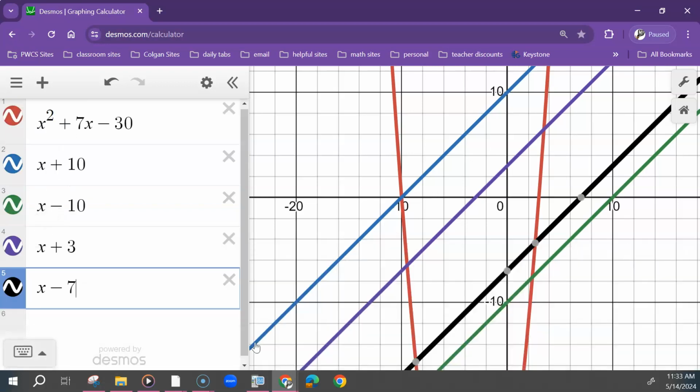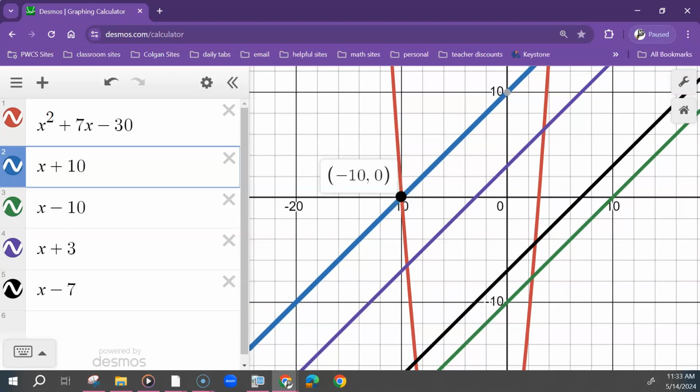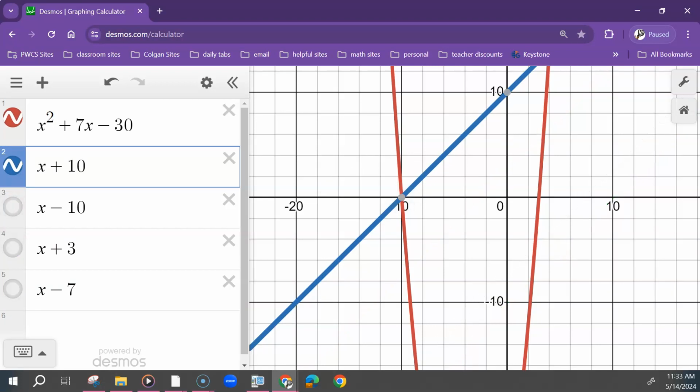And of these, you want whichever one goes through your quadratic, your parabola, at the x-axis. And there's only one that does that. So that would be your answer. This is a good way to find your factors also. If you just factor it by hand, put in each factor to see whether it crosses the x-axis or not.